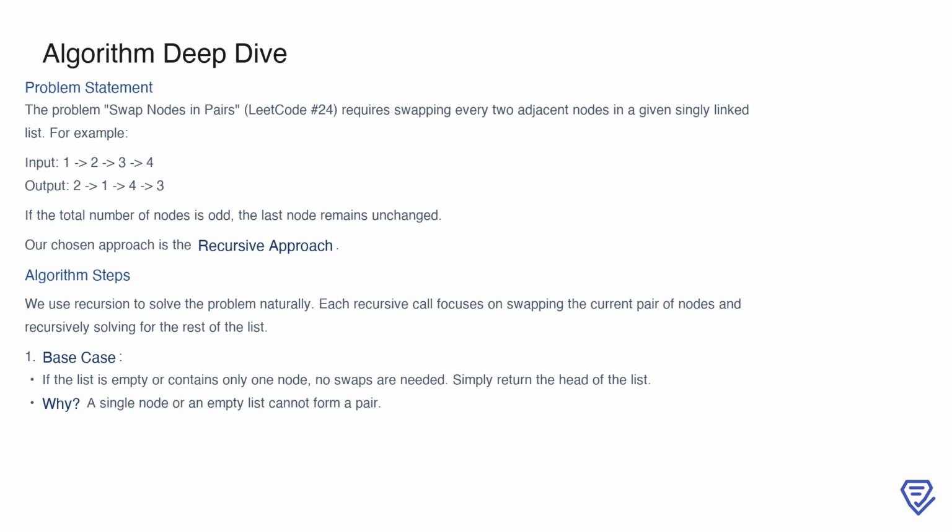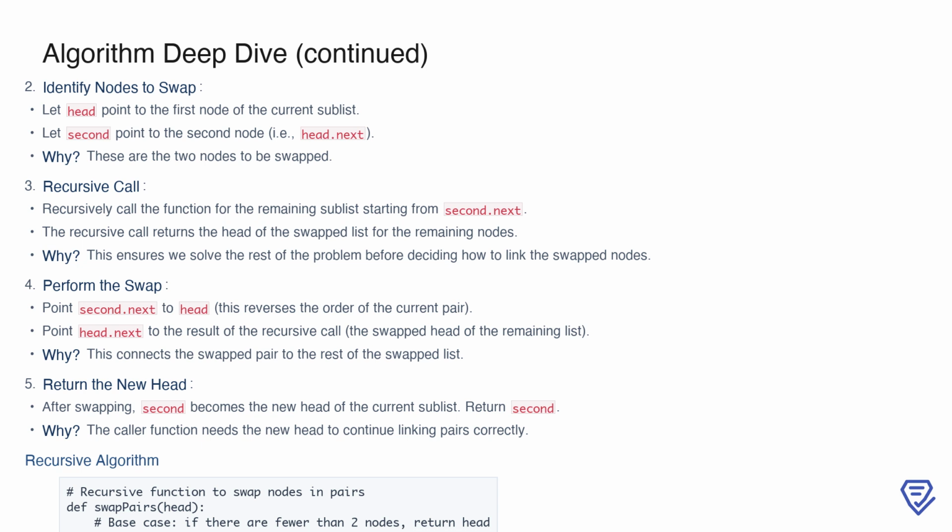The core idea is to focus on swapping the first two nodes of the list and then recursively solving the rest of the list. To start, we define our base case. If the list is empty or contains just one node, there's nothing to swap, so we simply return the head as is. This ensures that the recursion stops when there are no more pairs to process, making it both efficient and easy to implement.